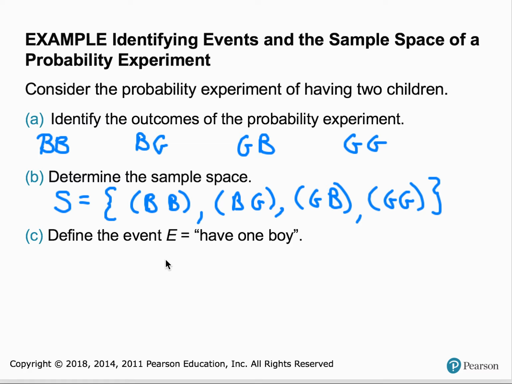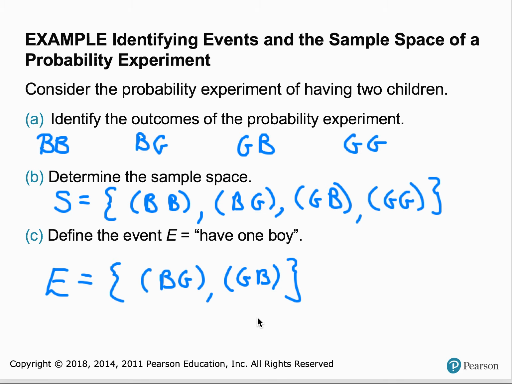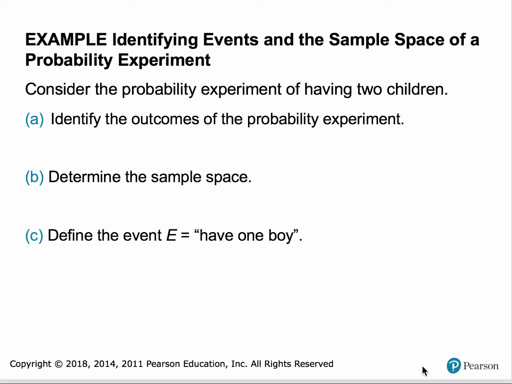Define the event E, have one boy. So that event can happen by either a boy first or second, but not first and second, right? Okay, makes sense?